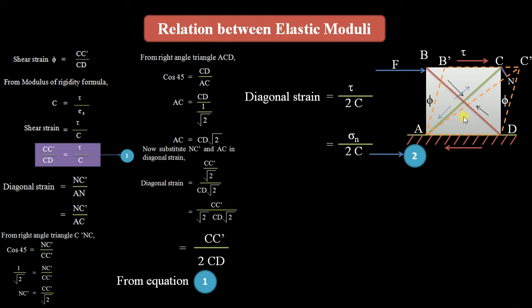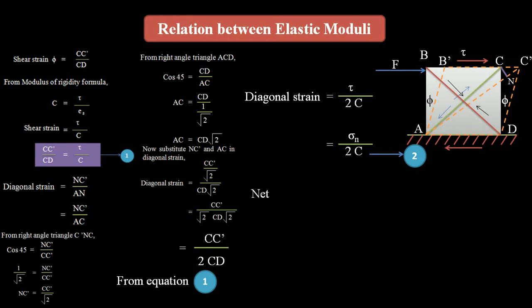Okay, so here the normal stress is a combination of these two. By the combination of these two effects, we can consider, in place of shear stress, a normal stress here. Now assume this equation as 2, that is sigma n by 2c, as the second equation.